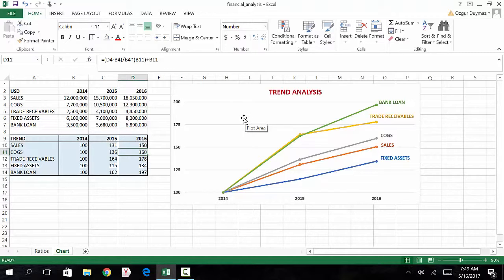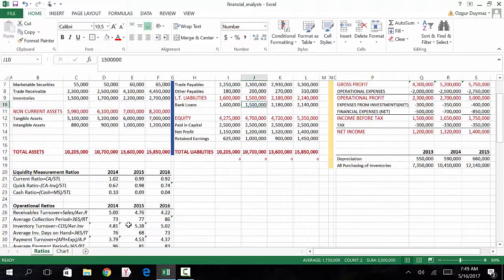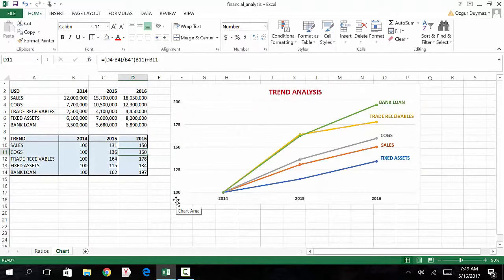The bank loan dramatically increased with trade receivable. Cost of goods rose more than sales, and sales did not increase as much as trade receivable. In other words, the collection period extends. We will see that here, the collection period. We can also say that new investments affected sales positively, as a good thing, because sales increased more than fixed assets.